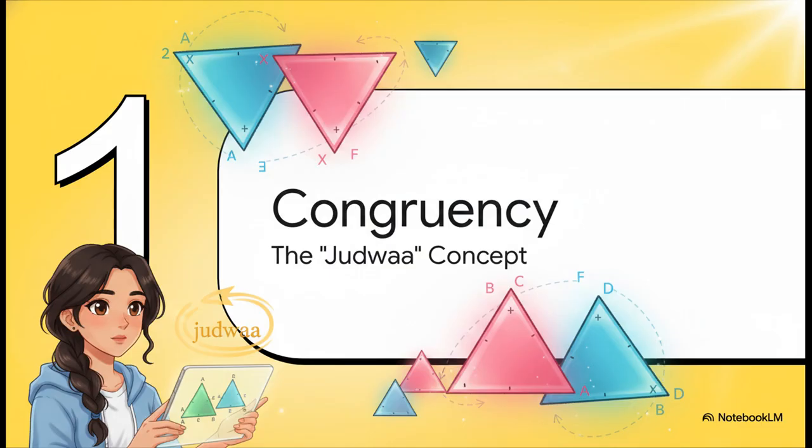Okay, so our very first secret is a concept called congruency. Now, I know, it sounds like a big, complicated word, but the idea behind it is actually super simple. It's all about finding a triangle's exact identical twin.